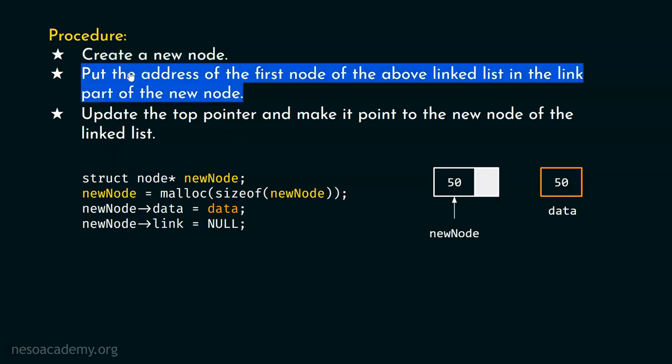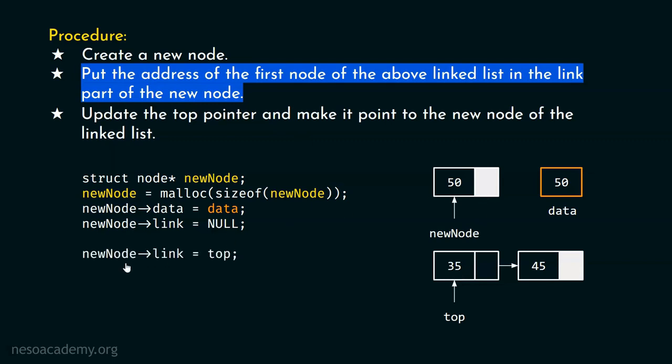Okay. Next step is to put the address of the first node of the above linked list in the link part of the new node. Above linked list means this linked list. Currently you can see the top pointer is pointing to this node and this is the initial state of the linked list. We have to put the address of the first node of this particular linked list in the link part of the new node. How to do that? It is simple. You just have to put this line of code.